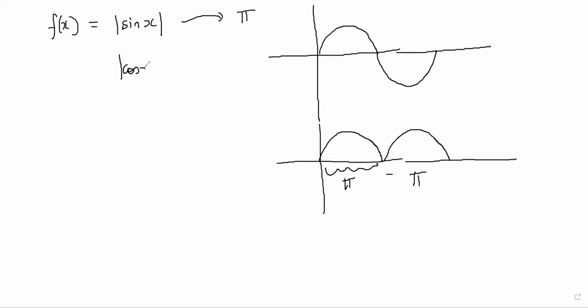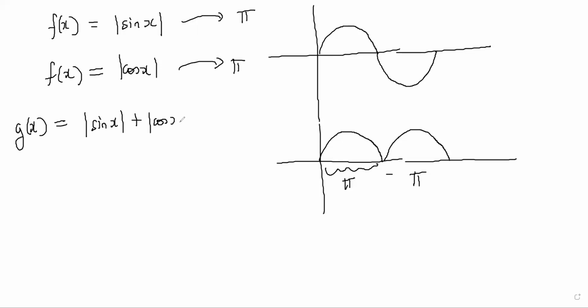Similarly, the period of |cos x| will also be pi. However, if I construct the graph of |sin x| + |cos x|, there are sometimes special cases where that LCM rule fails to work. If you look at the graph of this, you will realize that both have period pi individually, but when you add, the period becomes pi by 2.